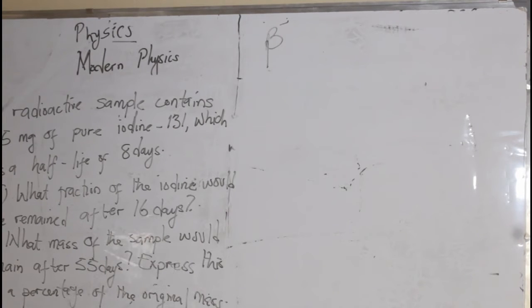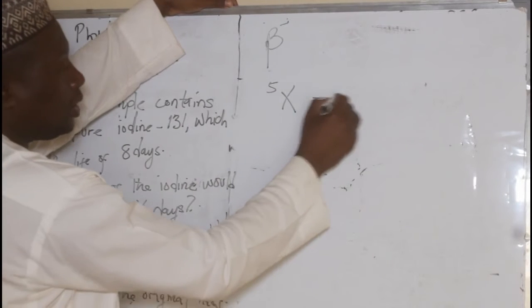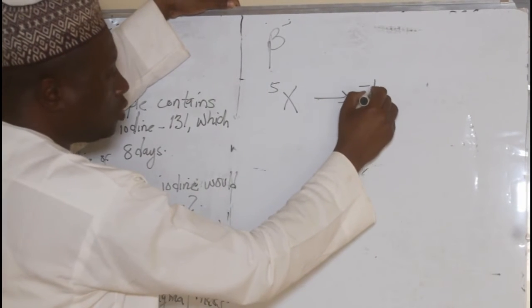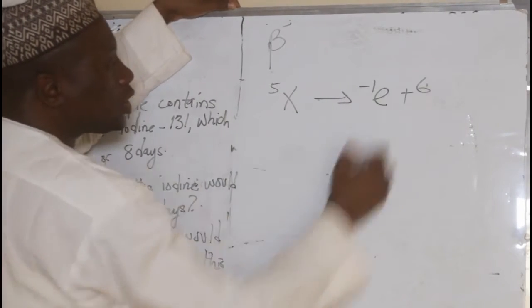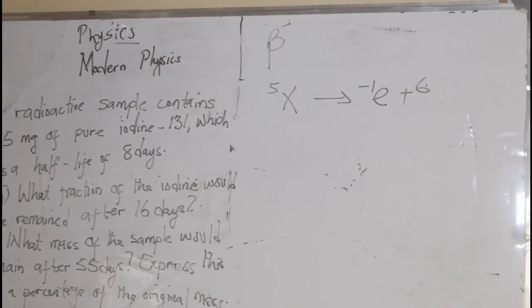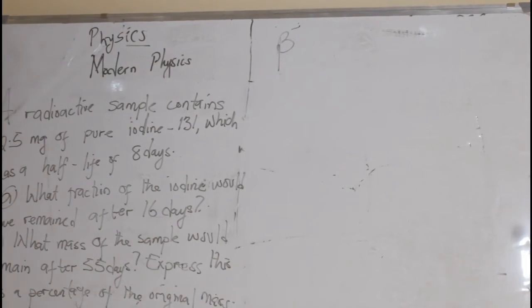Since this one is -1, we said that the total number has to be equal. For example, I have 5X here, now emitting a beta particle, which is -1e. So it means this number is going to increase by 1 on the other side, which is going to be 6. Is that understood? So that's what we mean by the charge number is going to increase by 1. Please, are we in the clear regarding this beta particle?